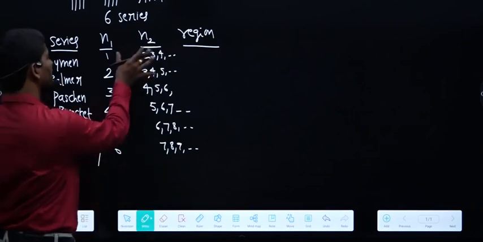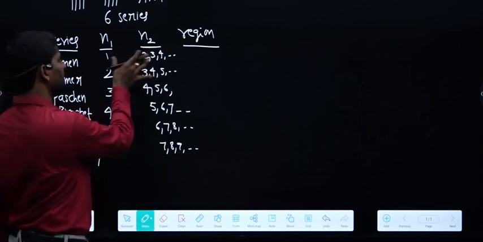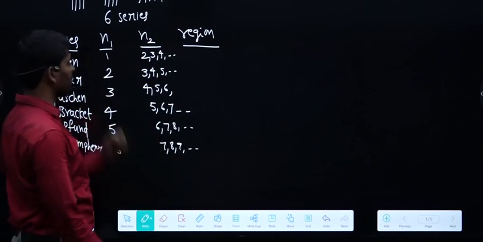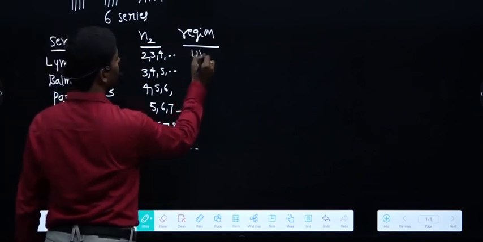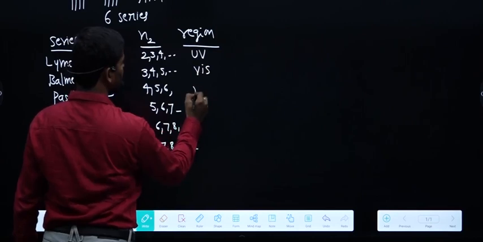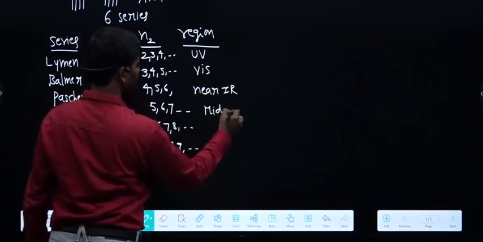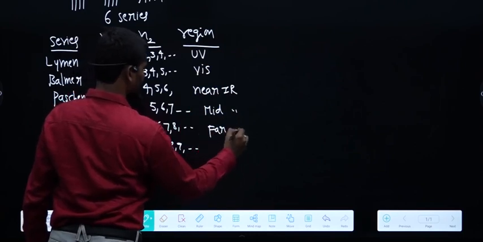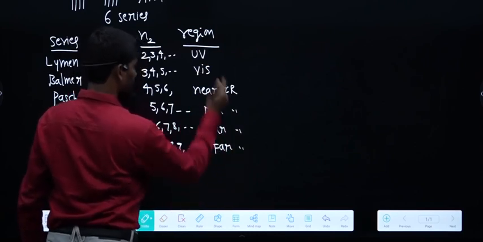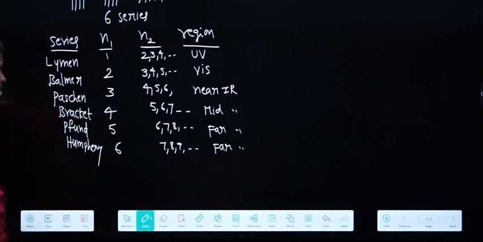Whenever the transitions occur in the Lyman series, 2, 3, 4 and so on to first level, the signals are observed in the UV region; here visible region, here near IR, next mid IR, far IR. These are the regions where we observe spectral lines.